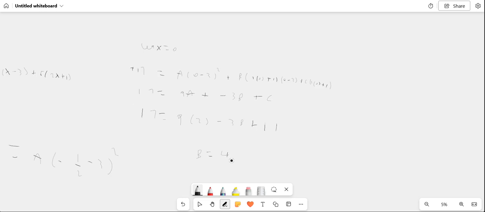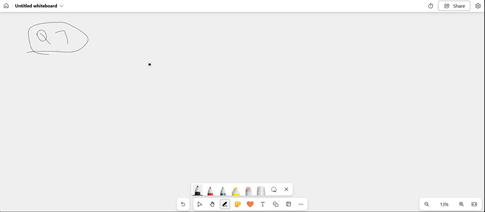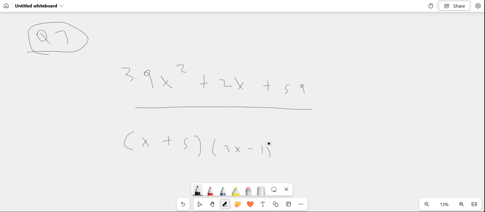Question 7. 39x squared plus 2x plus 59, all of that over (x plus 5)(3x minus 1) squared.